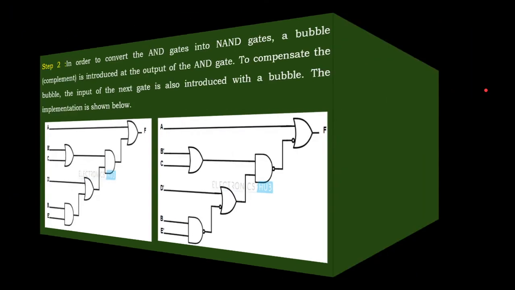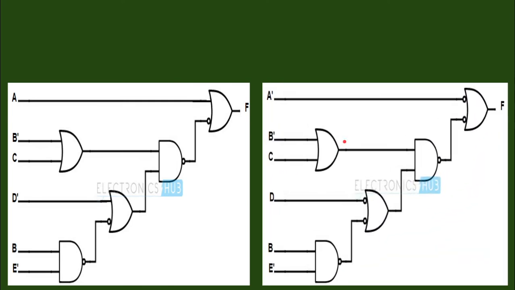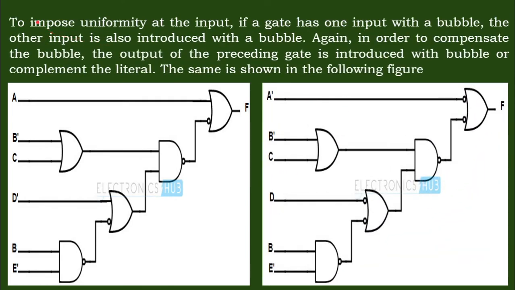So it is step 3. What does step 3 say? It is to impose uniformity at the input. If one input has a bubble, the other input is also introduced with a bubble. Again, in order to compensate for the bubble, the output of the preceding gate is given a bubble, or we complement the literal.